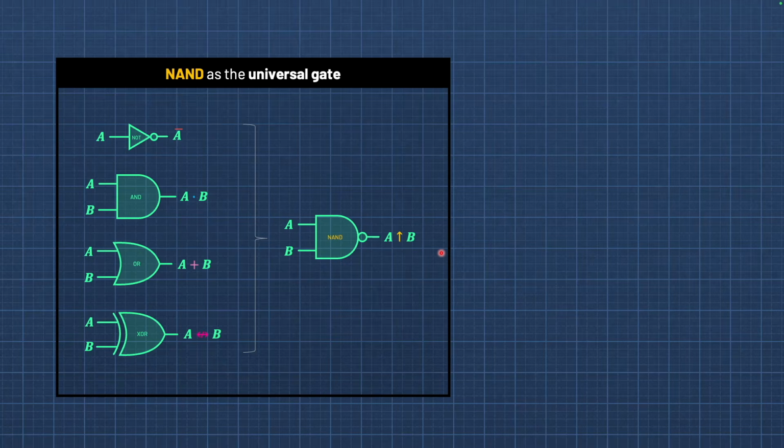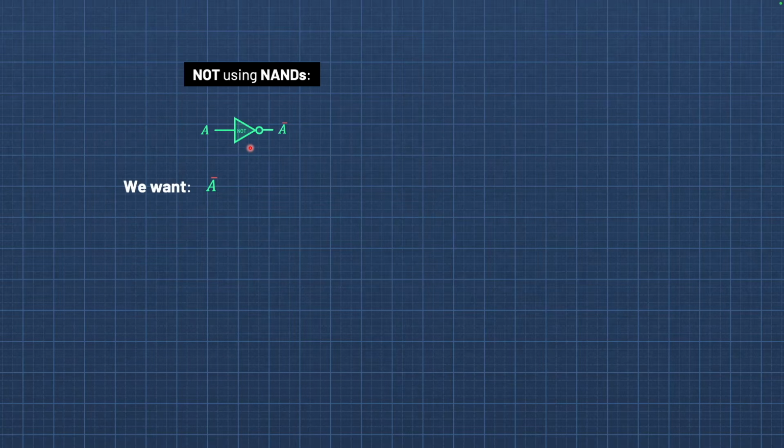Okay, so let's just start. I want to tell you that it is possible for us to use only NAND gates to implement an inverter, right? This NOT gate. How do we go about doing that? So I'm not using NAND gates. We want to get not A, right? So this is what we want. We want A negated.